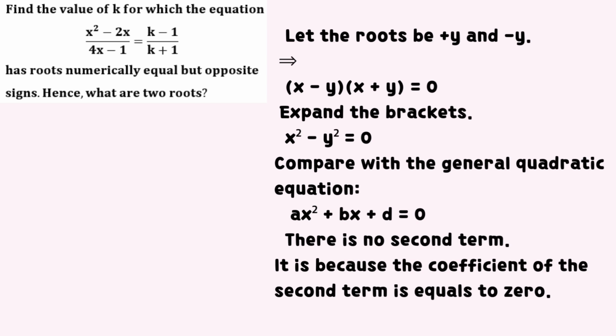We can now compare it with the general quadratic equation as shown on the screen. What did you notice? There is no second term. It is because the coefficient of the second term is equal to 0.